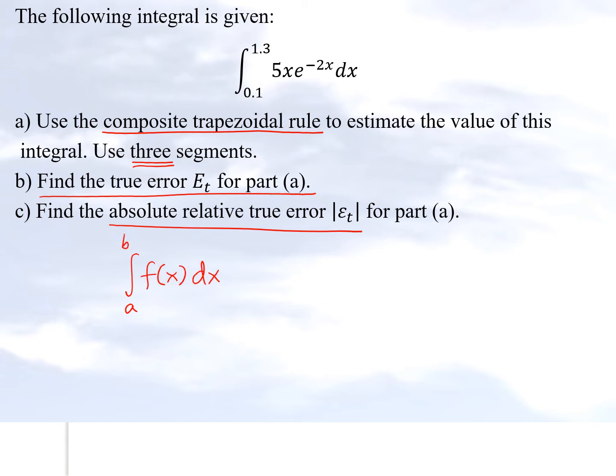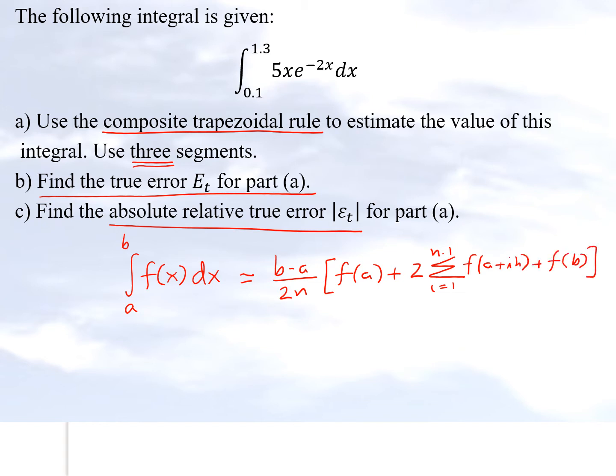For an integral of a function f of x going from a to b, it is approximated as b minus a divided by 2n, where n is the number of segments, times the value of the function at a, plus 2 times the summation, which is basically calculating the value of the function at some intermediate points between a and b, plus the value of the function at b. Here h, the segment width, is b minus a divided by n. So let's see how we can use this formula.